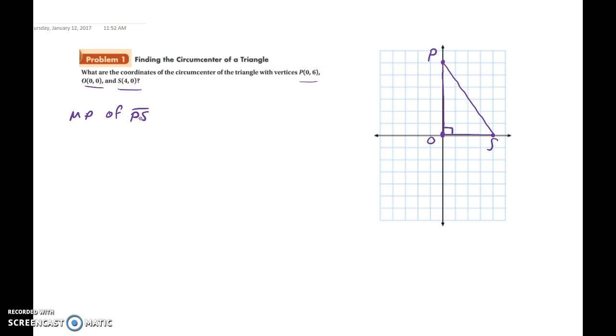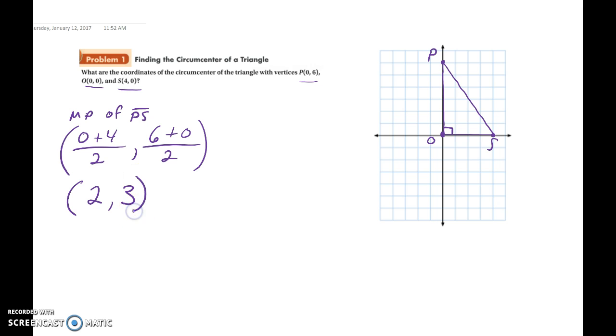But the midpoint of segment PS is we add our x's together, so 0 plus 4, we divide it by 2. We add our y's together, so 6 plus 0, we divide by 2. So that means that midpoint will be 4 divided by 2, or 2, and 6 divided by 2, or 3. So that means this circumcenter will appear on (2, 3). All right, so it'll appear right there. So we already know our answer. Let's just go through and show how that is.